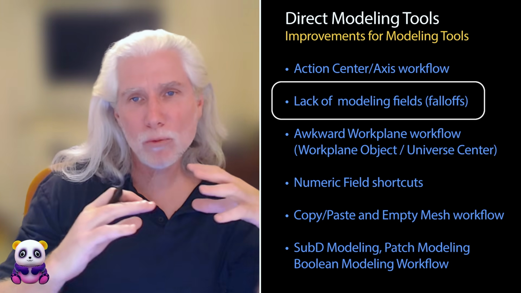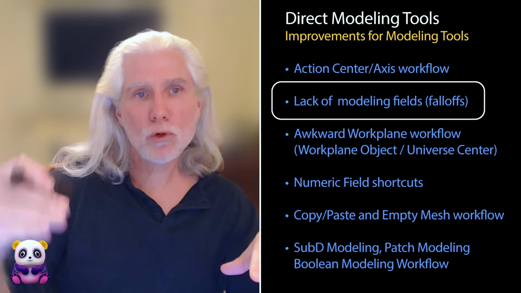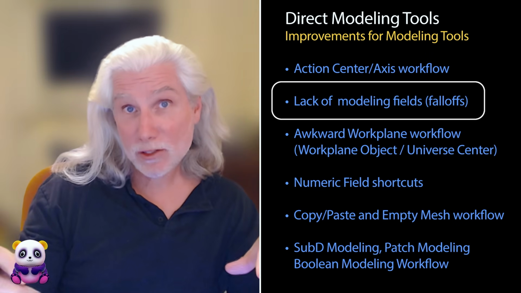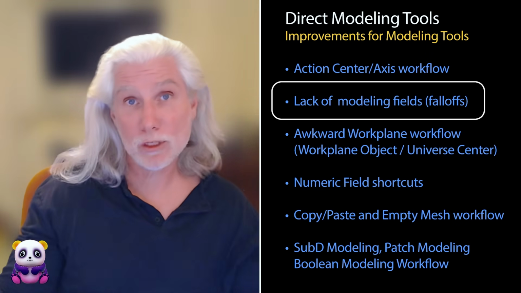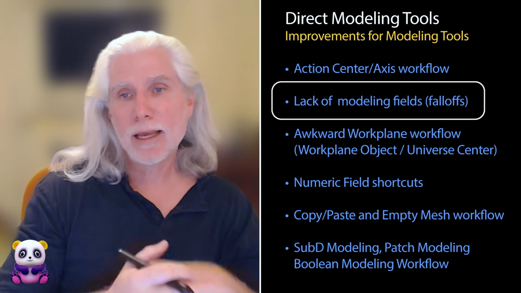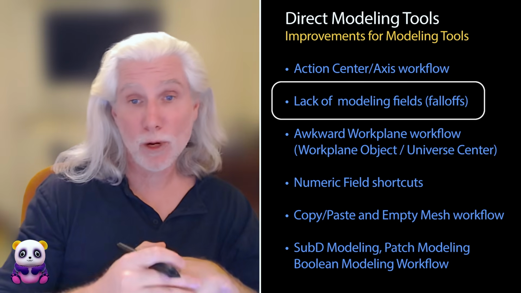And once you do that, because every single tool can use both an action center and an action axis and a fall-off, those 5 tools become 50 tools. It's like a force multiplier for all of your tools, right? And it's really what separates Modo from other programs.